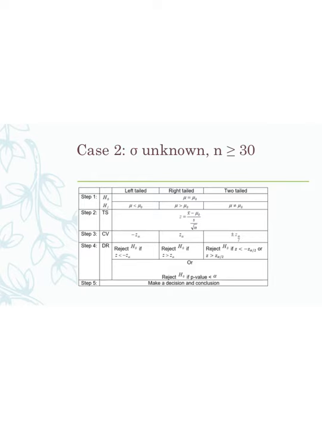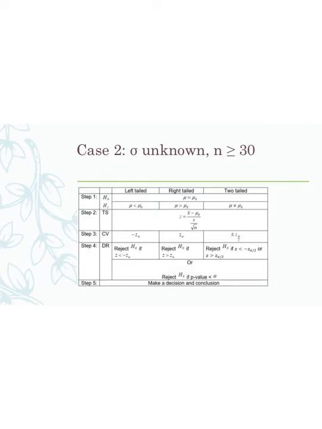Okay, so same steps as the previous case. You should remember the 5 steps that you have to write in order to conduct hypothesis testing. The first step is to state your null and alternative hypotheses, H0 and H1. Again, it has left tail, right tail, and two tail. And then the second step is the test statistic. We're going to use Z. Z equals x bar minus mu naught over s over square root n.